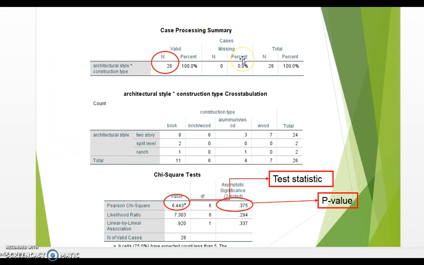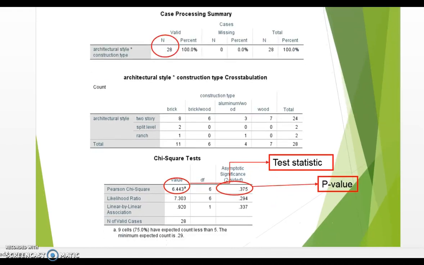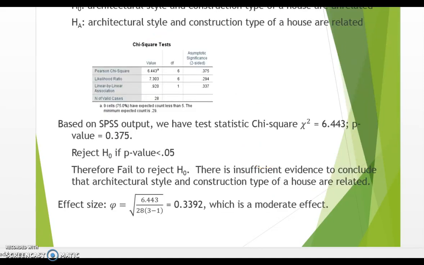After you have copied and pasted, we've explained the first and second tables. Now let's move on to the third one. The third one gives us the chi-square test. Our test statistic, the chi-square, is given by this value, which is 6.443. That's our test statistic. And the significance, 0.375, is the p-value of our chi-square test. So these are the 2 items we need. Once you have that, you can go ahead and move on to the solution.